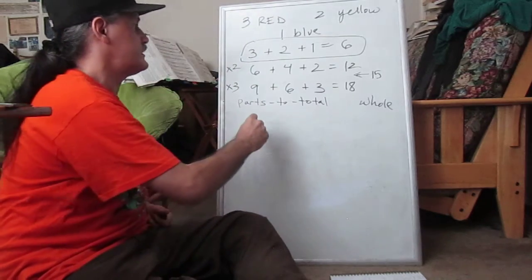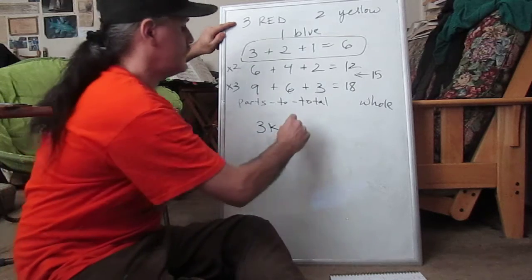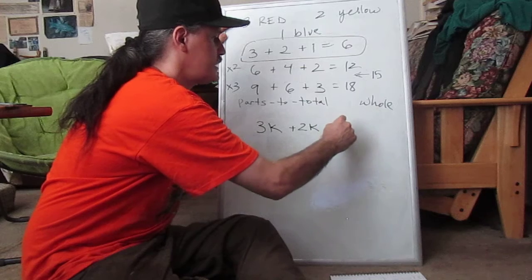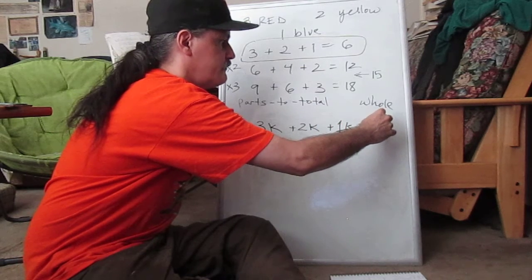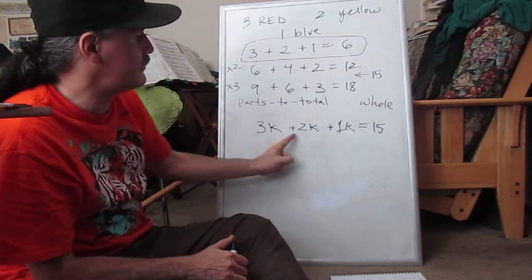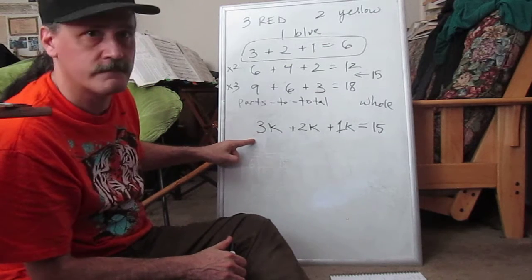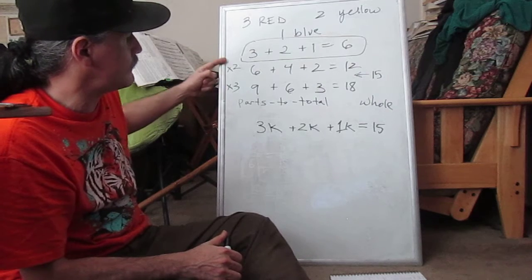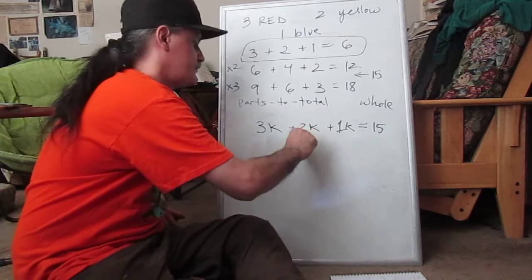Alright, so let's say we had 3 times some number we don't know, plus 2 times some number we don't know, plus 1 times some number we don't know, and we want this to be a sum of 15. And then we want to find how much we need to be 15 gallons. So here I'm using K. K is the number we're going to multiply. We know it's not an integer. We know it's in between 2 and 3.